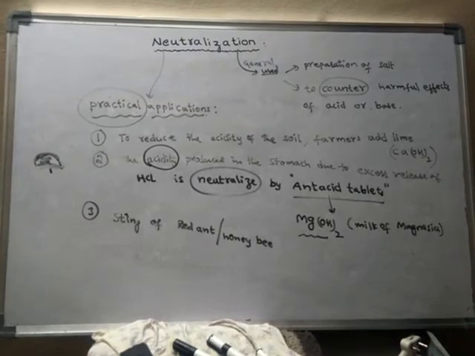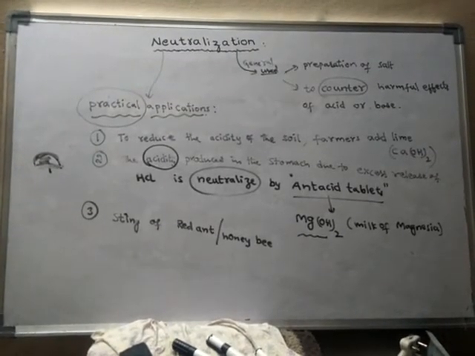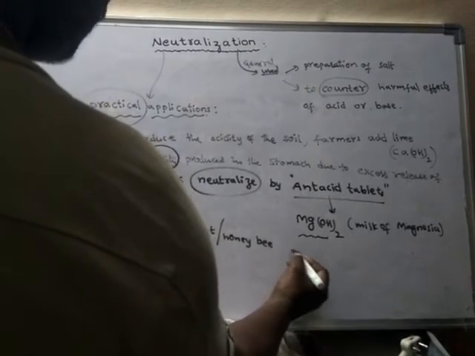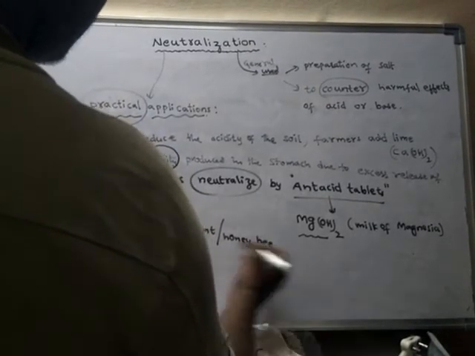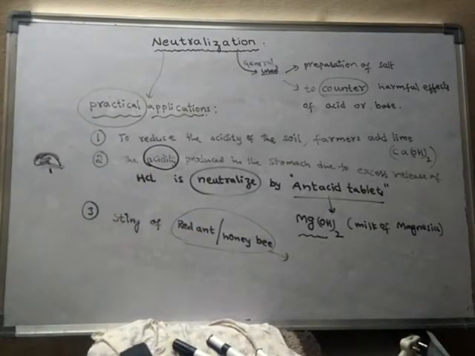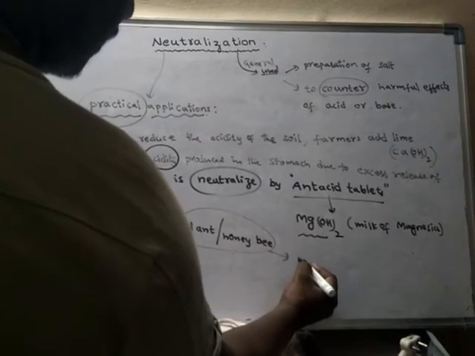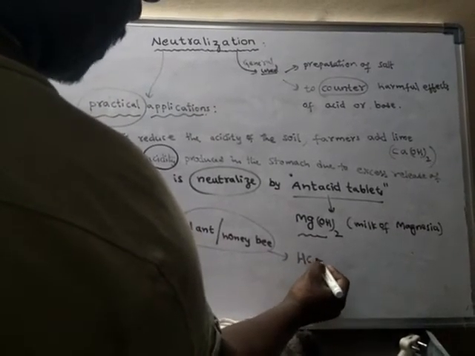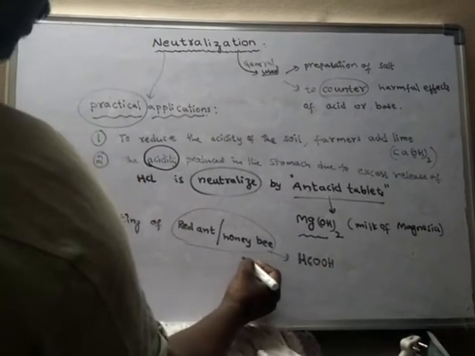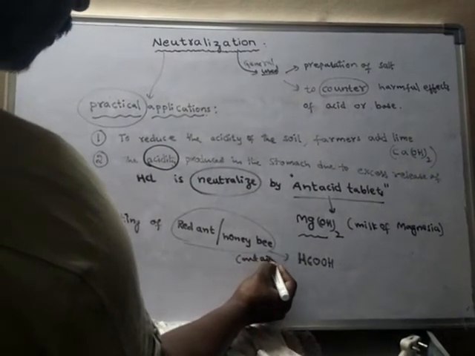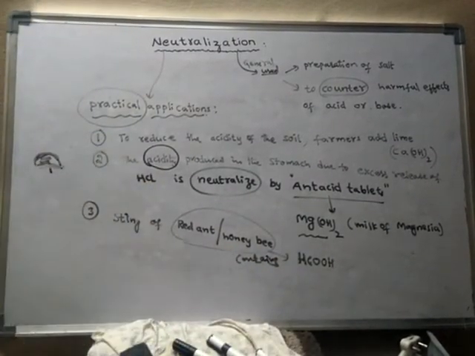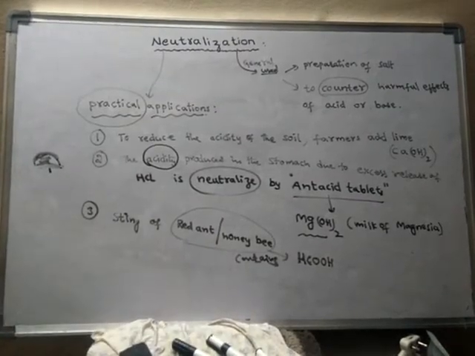In the sting of red ants or bees, in that area, acid is released. What is that acid? Formic acid, HCOOH. It contains formic acid, HCOOH. So immediately, what do we have to do?